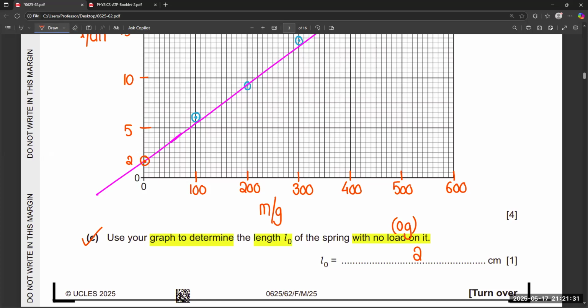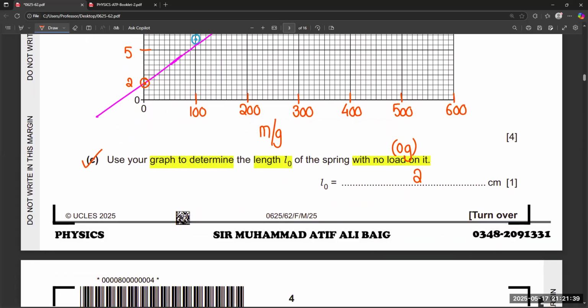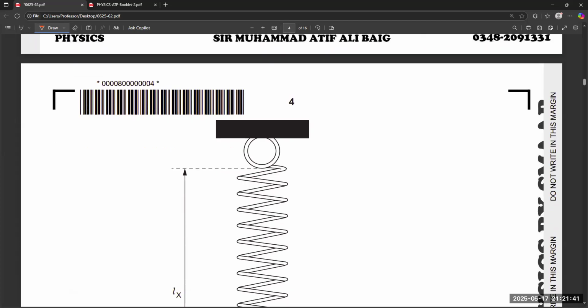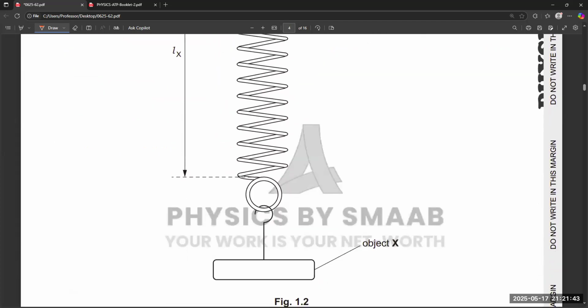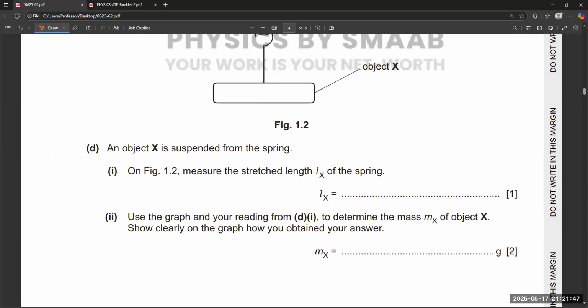Basically, it depends upon the graph, how you draw the graph. So it depends upon the line intersecting with the y-axis. Then again, we have a very magnified diagram of a spring with the load. An object X is suspended from a spring. On figure 1.2, measure the stretch length Lx of the spring.